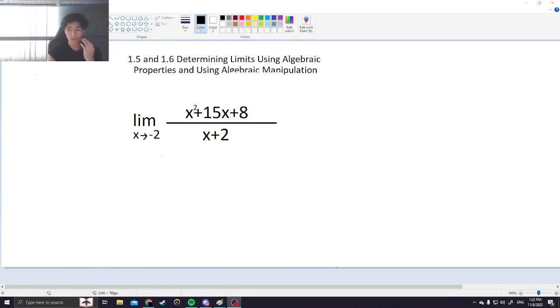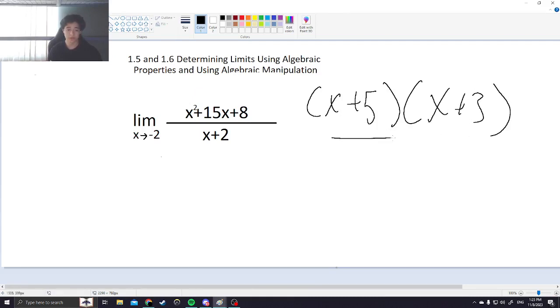Sometimes you can't plug it in, and you can't factor it, and in that case, the limit just does not exist. So if we're looking at this problem here, we try to plug in -2, we get -2 at the bottom, plus 2, we get 0. You can't divide nothing by 0, so you can't actually plug it in. Okay, well then let's factor it. If you factor this top up here, you get x plus 5 and x plus 3 over x plus 2. You can't cancel anything, and you still can't plug in the -2. So this limit just does not exist.